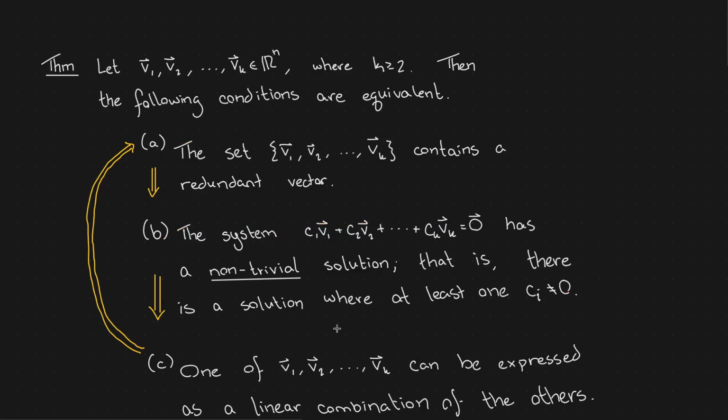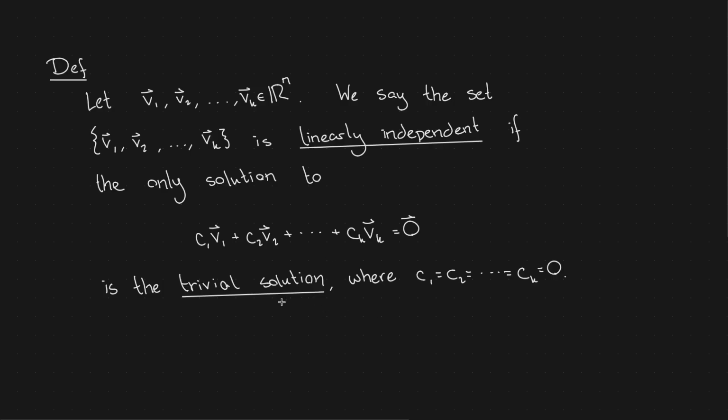So if I have only the trivial solution, where the only solution is making all these coefficients equal to 0, then we say the vectors are linearly independent, and that means there are not going to be any redundant vectors. They are all, in a sense, independent. I can't take one of the vectors away, or I would lose information.